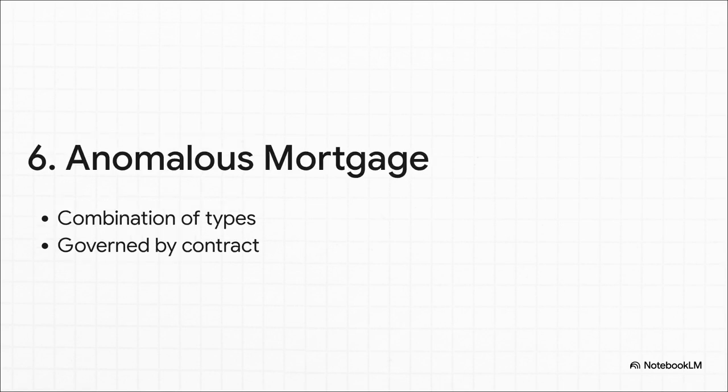Finally, number 6, anomalous mortgage, Section 58G. This is defined as a combination of 2 or more types, governed by contract between parties. Do not skip this. You absolutely must include this final category to completely exhaust the classifications under Section 58 and leave zero room for the examiner to deduct marks.